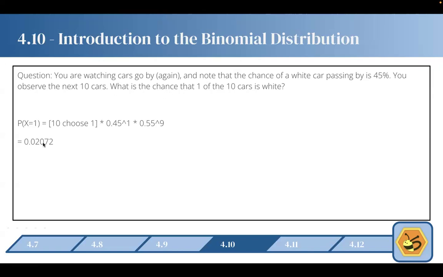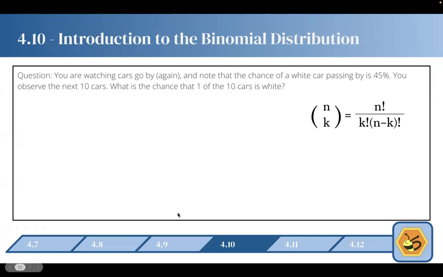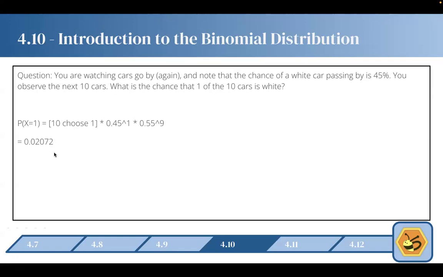Okay, no worries. I think I erased the stuff again. "But I understand the formula." Great. So as far as the interpretation, then, that sounds like where the question is. If we understand how we get this number in the formula, then the interpretation is simply that there's a 2% chance that one car out of the next 10 cars passing by is white. So if we get this number, 0.0207, and multiply by 100, you get that 2% chance that one of the next 10 cars is white.